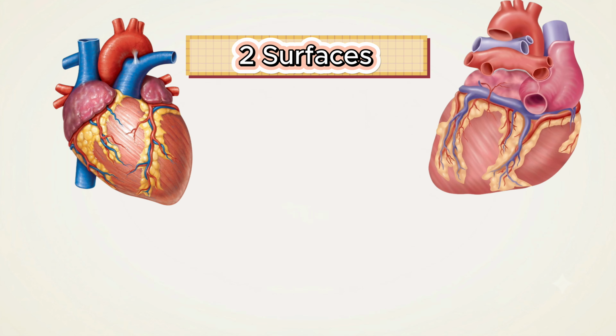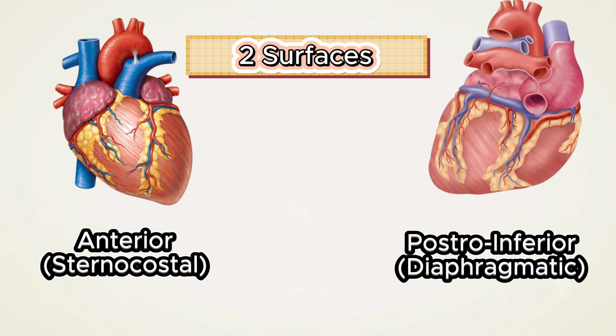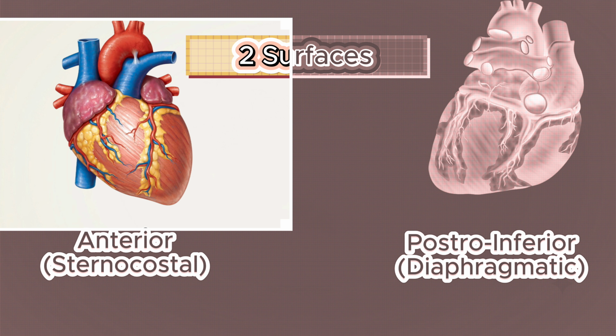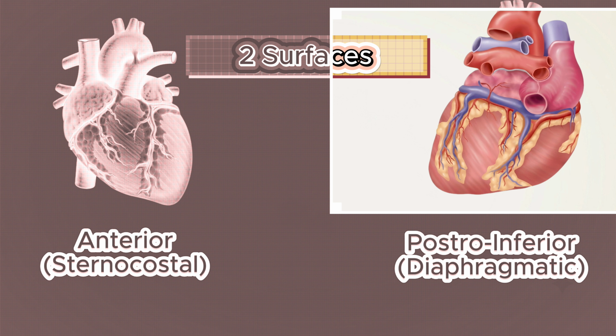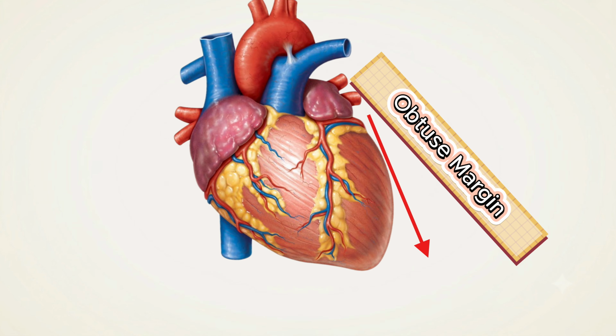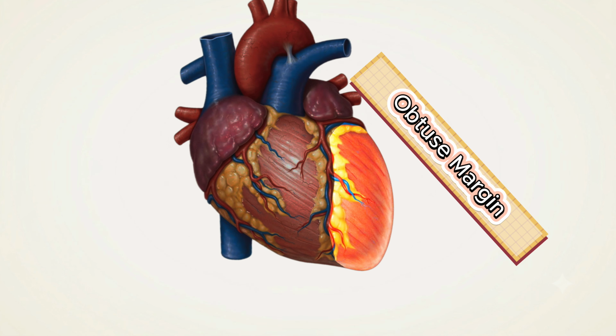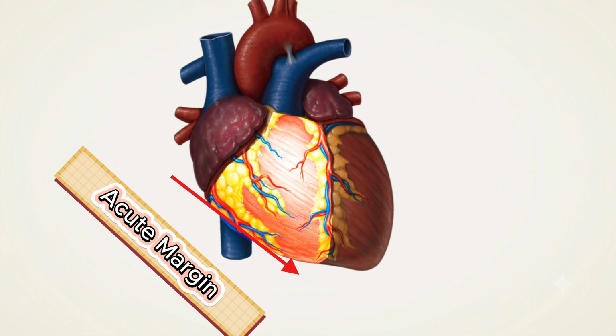The external surface of the heart presents two main surfaces: the anterior or sternocostal surface and the posterior inferior or diaphragmatic surface. The anterior surface faces the sternum and the rib cage, while the posterior inferior surface sits on the diaphragm. The surfaces are separated by two edges: a rounded edge called the obtuse margin, formed by the left ventricle, and a sharp edge called the acute margin, formed by the right ventricle.